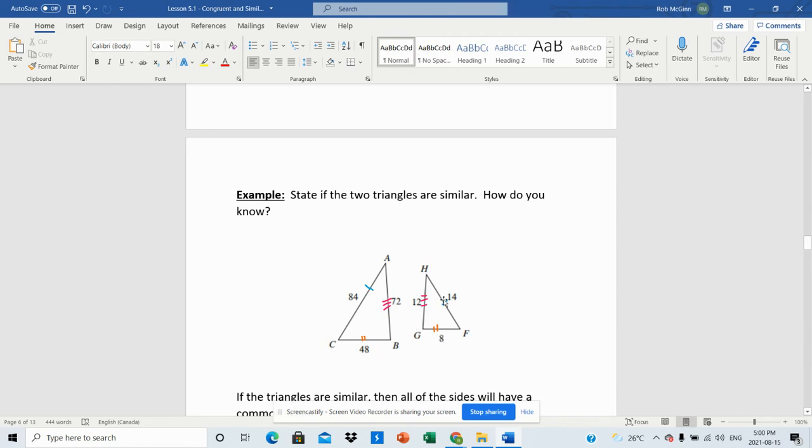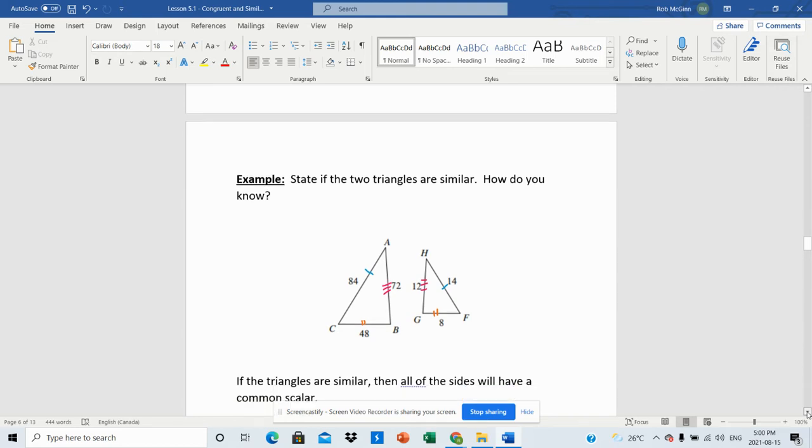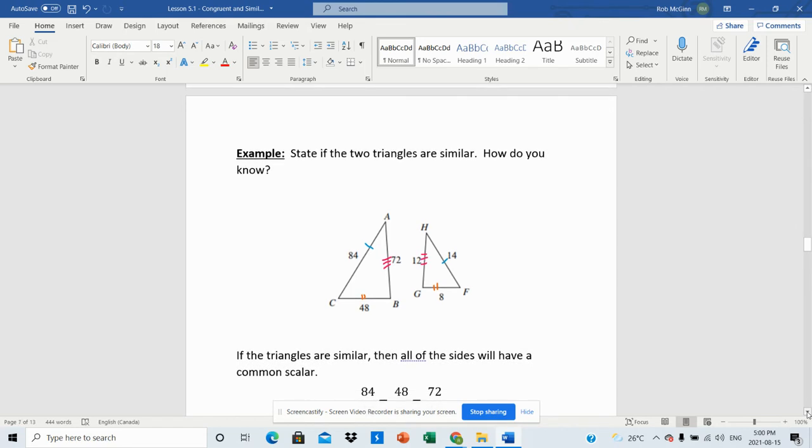So here we've got 8, 12, 14, and 48, 72, and 84. Well, 48 and 8 have to match up, 72 and 12 would have to match up, and 84 and 14 would have to match up. So in this case, we're going to try to solve this using side, side, side, meaning all three sides should have a common ratio or common scalar that the smaller triangle sides are multiplied by in order to give us our larger sides. So if the triangles are similar, then all of the sides will have a common scalar.